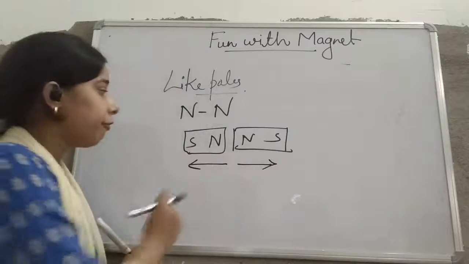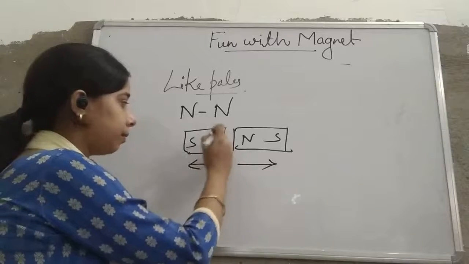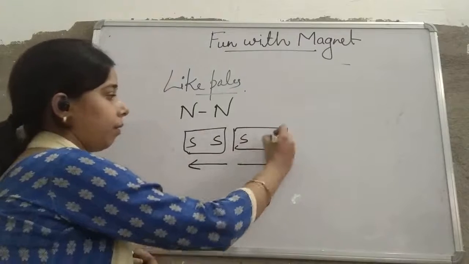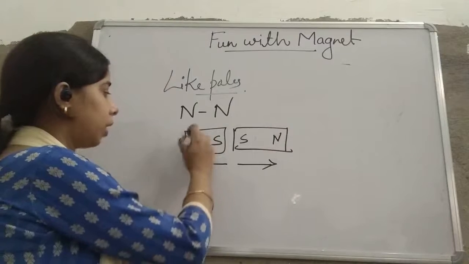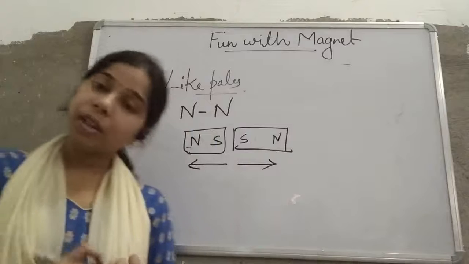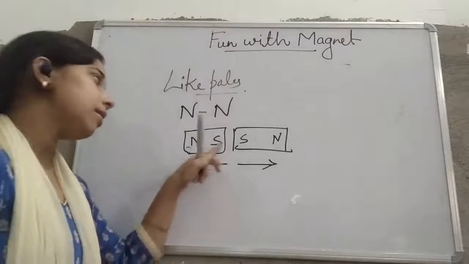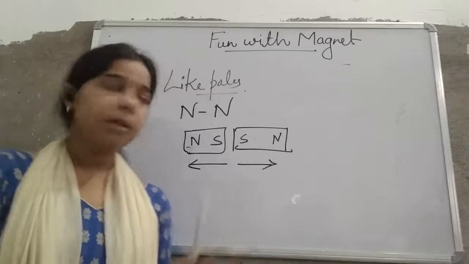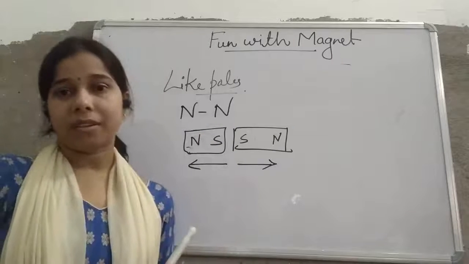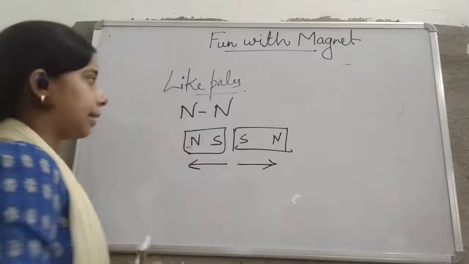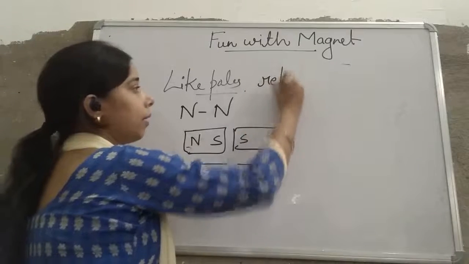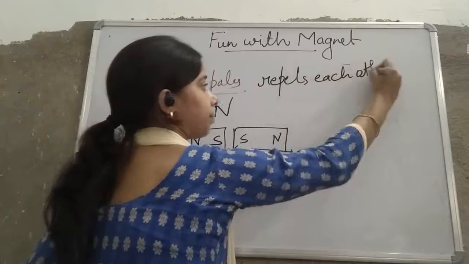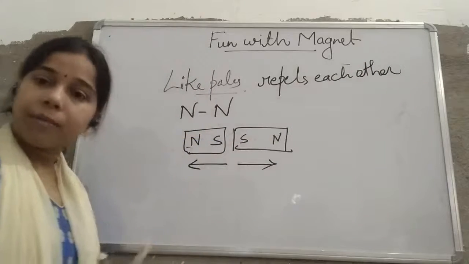Okay, if a south pole is here and a south pole is here, this is north pole, this one is north pole, even then you will see, students, this is the south pole, this is the south pole, both are like poles, the same thing happens, they will start repelling each other. So thus we can say that like poles repel each other.